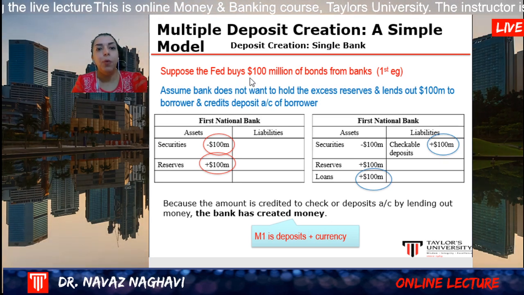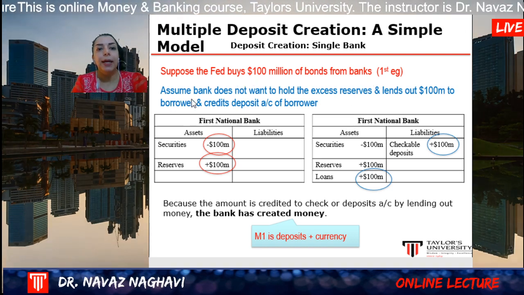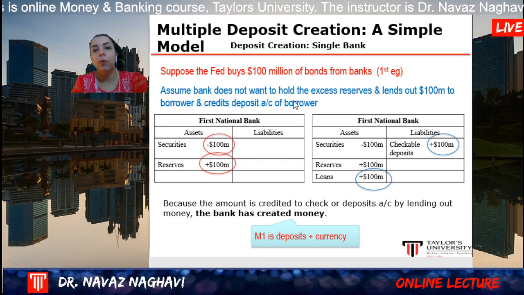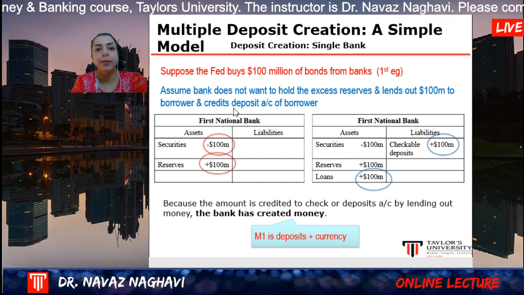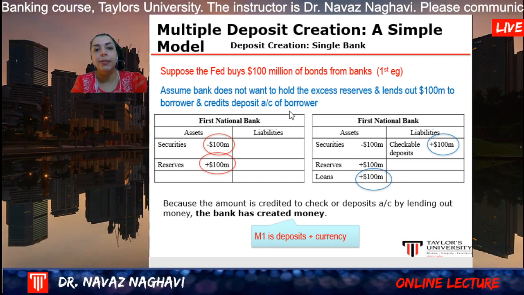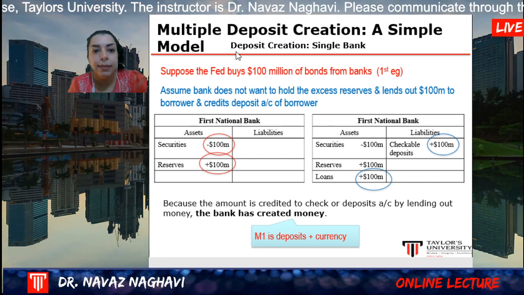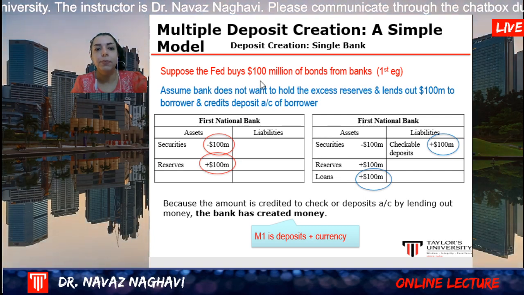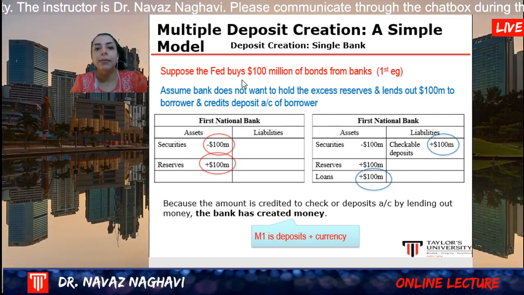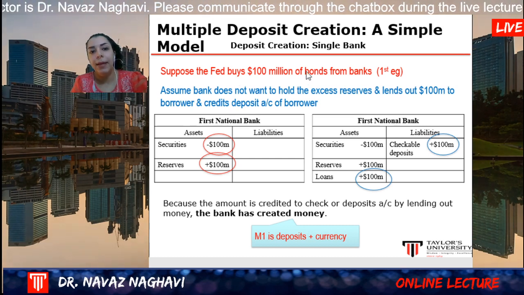It says that the Fed buys 100 million of bonds from a bank, and then assume that the bank does not want to hold the excess reserve and lends out this 100 million to the borrowers, crediting the deposit account of the borrower. In very simple words, it's saying that the Fed has bought the bond from the banking system.